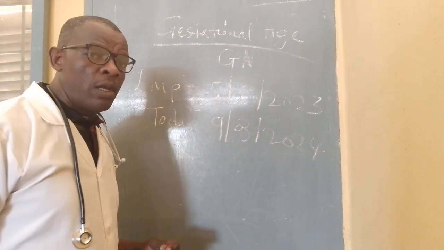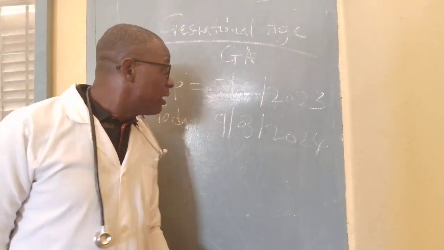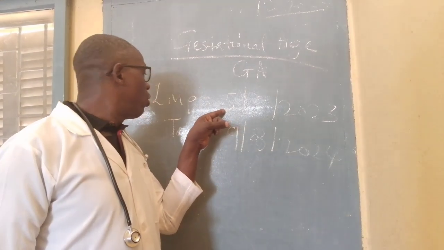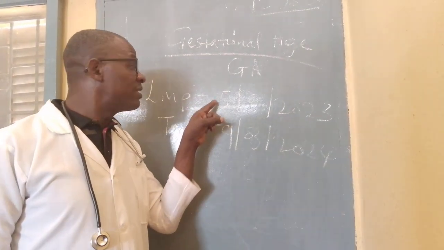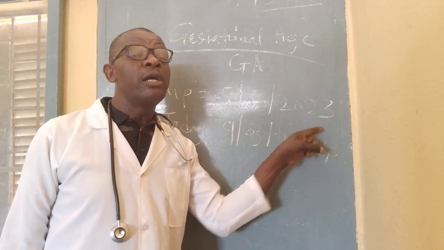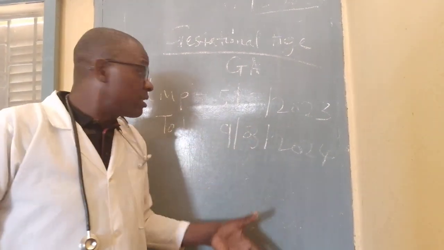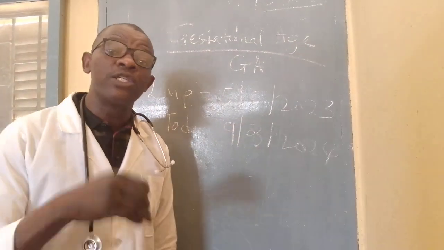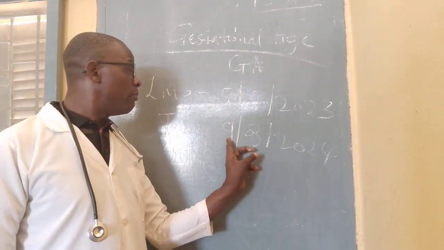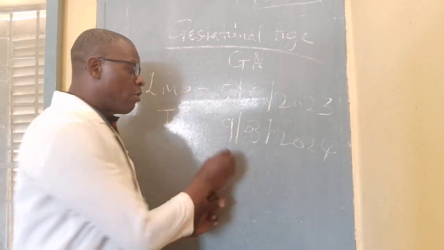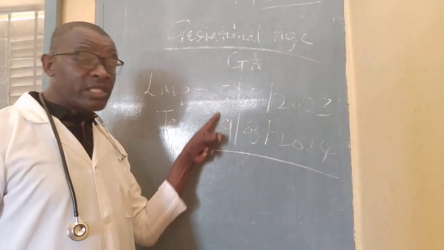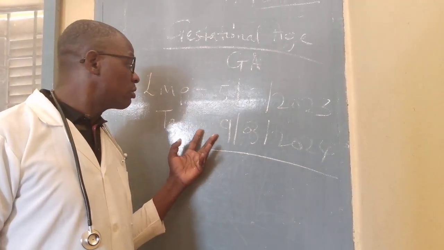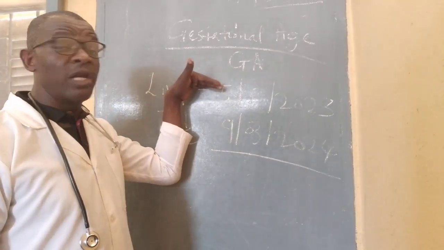So if today is 9/03/2024, and the woman in front of me now says her last menstrual period was the 5th of May 2023. So she had her last menses, she's pregnant, but her last menses was on the 5th of May. How do I know the age of her pregnancy today? I need to write the date of today below it like this, then I underline it. Then I start from the days, just subtracting the last menstrual period from the present date.